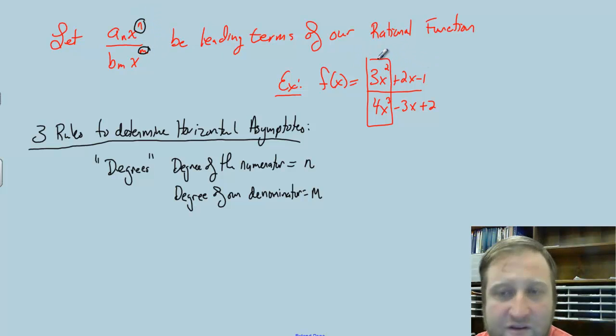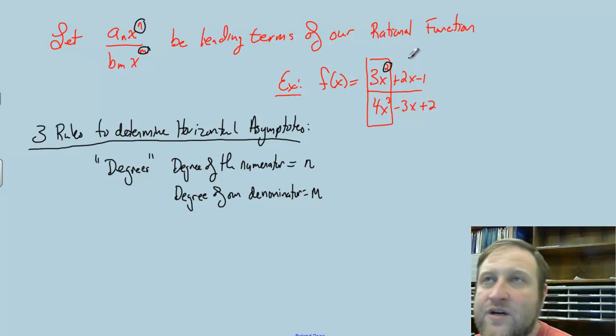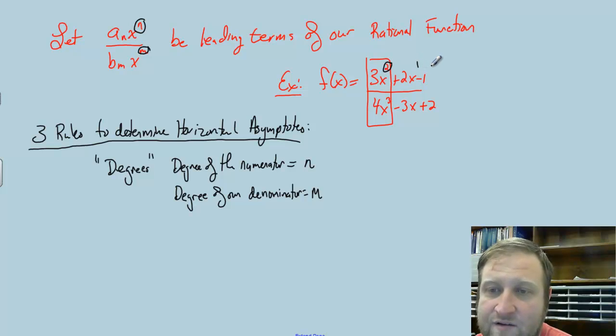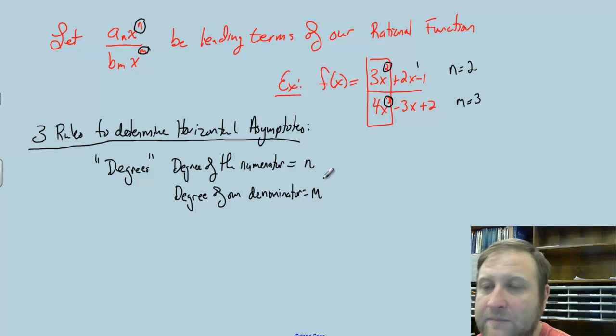Notice in this circumstance, the degree of the numerator is equal to a value of 2. The degree of the numerator will always be the largest exponent that x has. So notice here there's a value of 2, this is a value of 1, and there's no x here. Here's a value of 3, here's a value of 1, there's no x here. So the degree of our numerator will be 2, and the degree of our denominator will be a value of 3. So in this circumstance, your n is equal to 2, and your m is equal to 3.